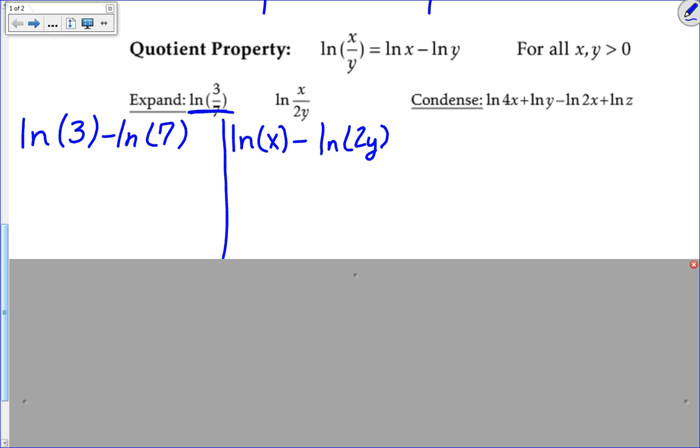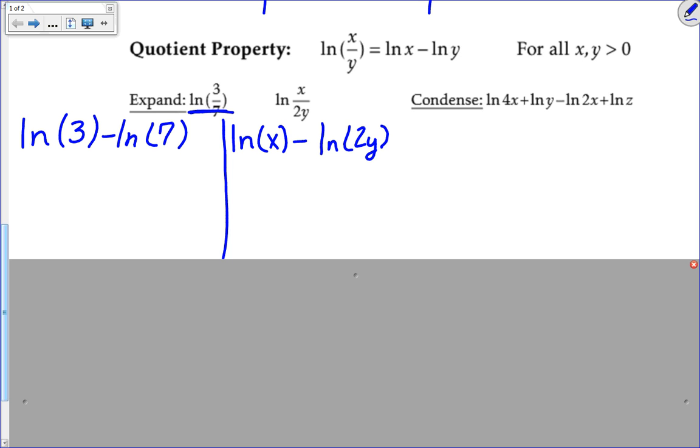So these are being subtracted, right? So we have ln of x minus the ln of 2y. Can we do anything with the ln x? No, there's nothing further we can do. It's a variable. There's nothing else we can do. What about this ln of 2y?